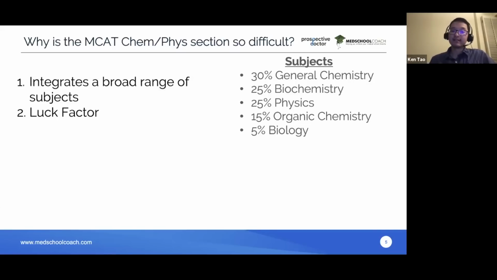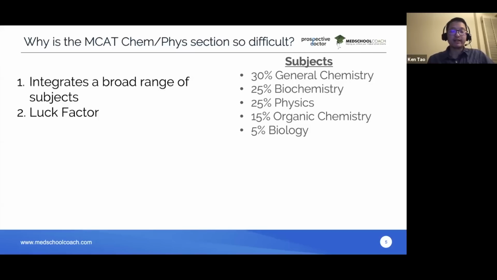Number 2, the luck factor. Now, this is not something that students want to hear, that there's a luck factor to the MCAT, but in practice, there is, right? One way to explain this is to consider, for example, physics on the Chem Phys section. The MCAT covers 2 semesters of physics. For most college level institutions, the first semester physics is going to be Newtonian mechanics, so looking at kinematics, forces, work and energy. The second semester is on electricity and magnetism.